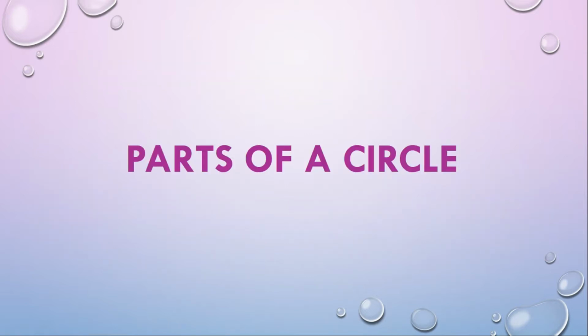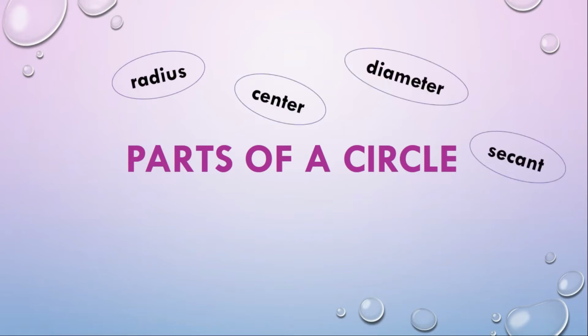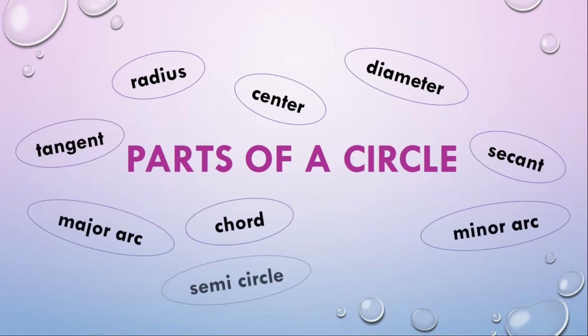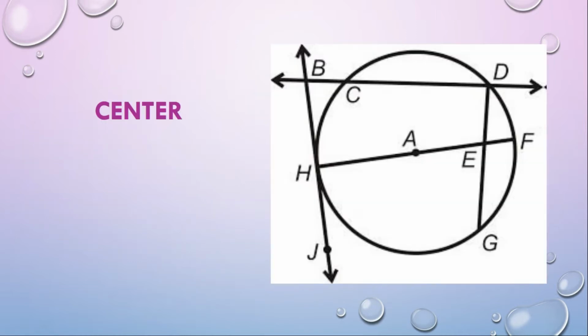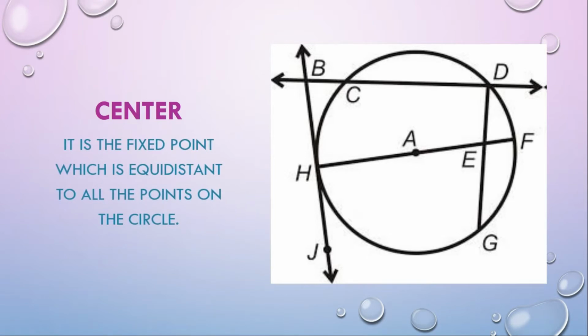Now, let's proceed to the parts of the circle. We have radius, center, diameter, secant, tangent, chord, minor arc, major arc, semicircle, and the central angle. Now, marami ito, kaya punta na tayo sa mga parts and definition. The first is the center. It is a fixed point which is equidistant to all the points on the circle. So, yung center point definitely nasa gitna, so that's point A. Point A is the center of the circle.